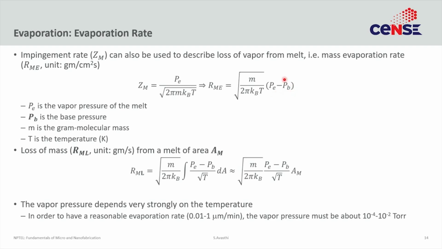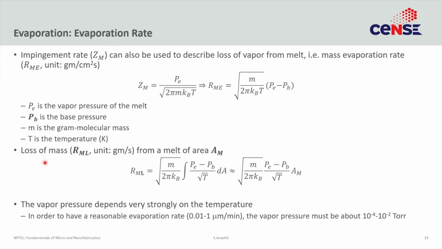However, you also have a base pressure, right? So this is the pressure that you have in the chamber when you pumped it down. So there is this amount of impurity. And what matters for this formula is the difference between the evaporation pressure and the base pressure. So for purity, you want the base pressure to be as small as possible.